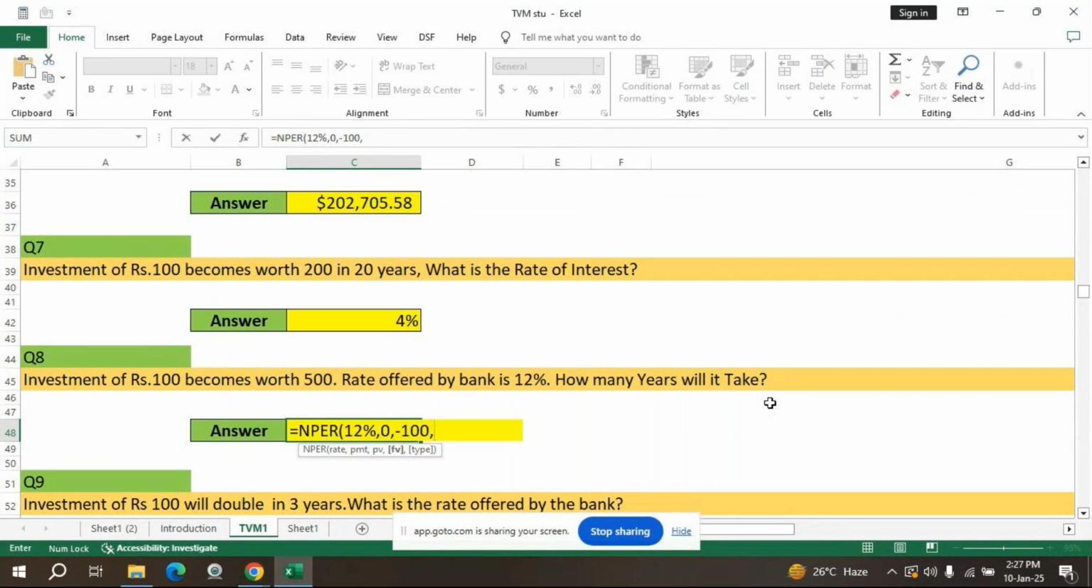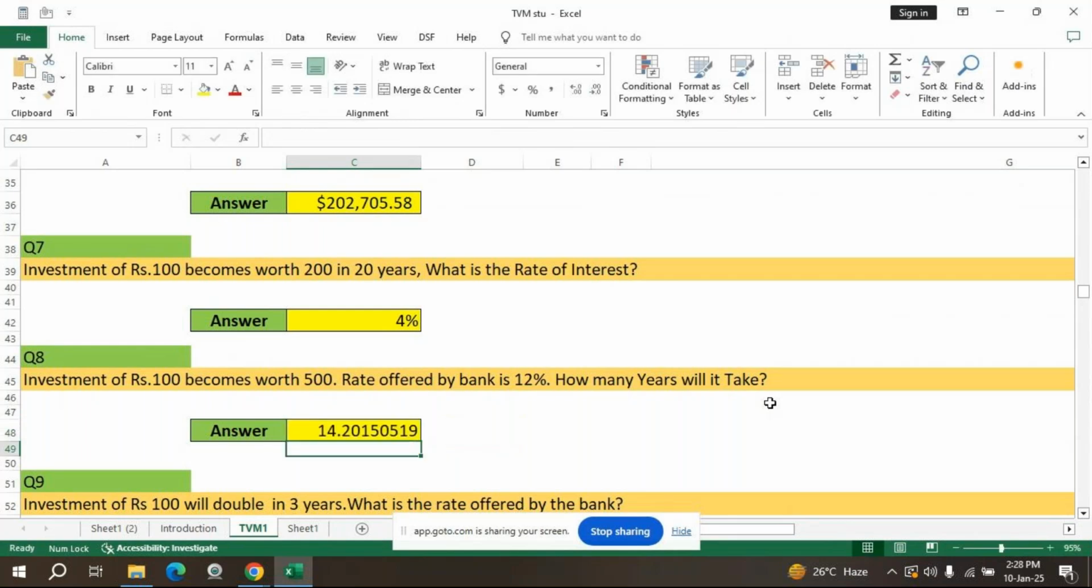Then comma, future value. Future value is 500 only. Then comma, type you can just mention as 0. Then close the bracket and press enter. See, now we'll be getting 14.2. That means approximately 14 years, at the rate of interest offered by the bank, for it to become 500 rupees.